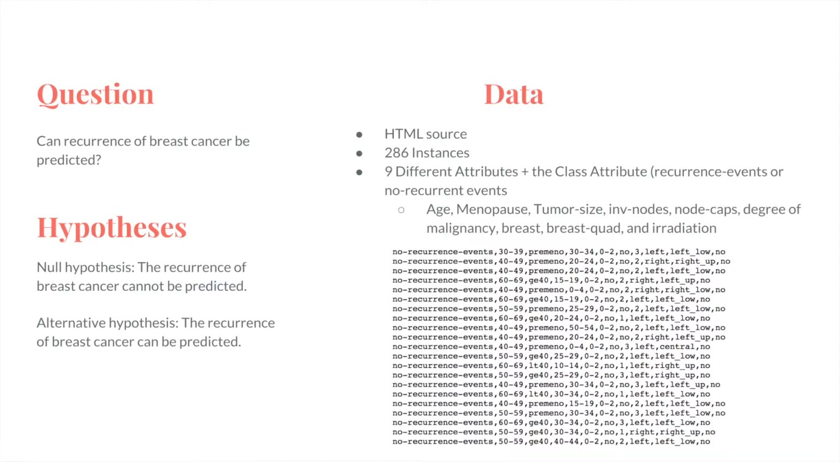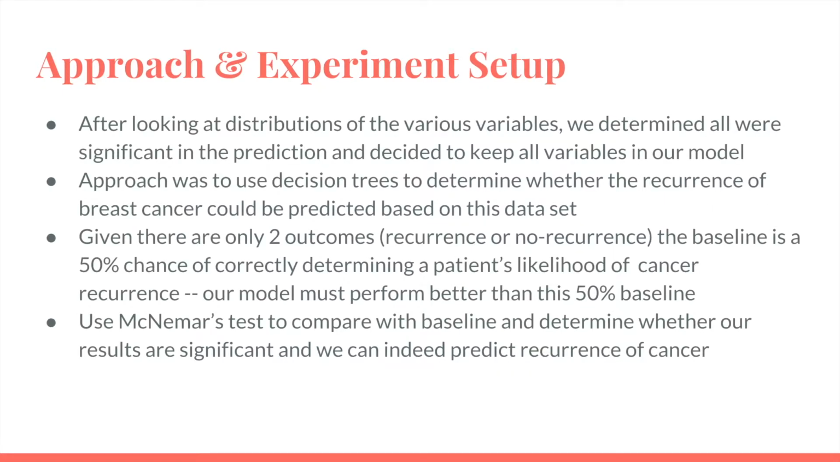We had 2 hypotheses in this experiment. First was the null hypothesis, which stated the recurrence of breast cancer cannot be predicted. On the other hand, the alternative hypothesis stated the recurrence of breast cancer can be predicted. Naturally, there is a 50% chance of accurately predicting a patient's future diagnosis. Therefore, our decision tree should have a greater than 50% chance accuracy in determining whether or not a patient will have a recurrence or will not have recurrence.